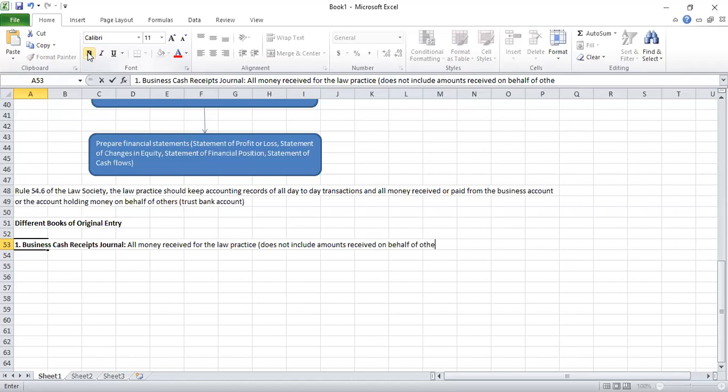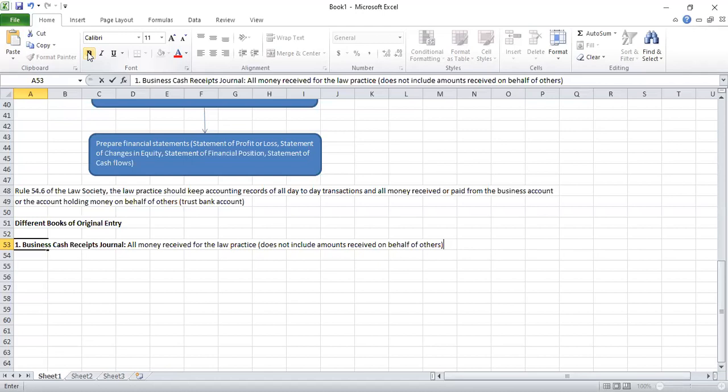So if you are a law practitioner and you do work and you are paid for the work that you have done, that money can go in the business cash receipts journal. But if a client is giving you money for something that you are going to do in future, then it doesn't go in the business cash receipts because you've not yet done the job. It's not yet your money, so you don't put it in your business bank account. It goes to the trust bank account, right?